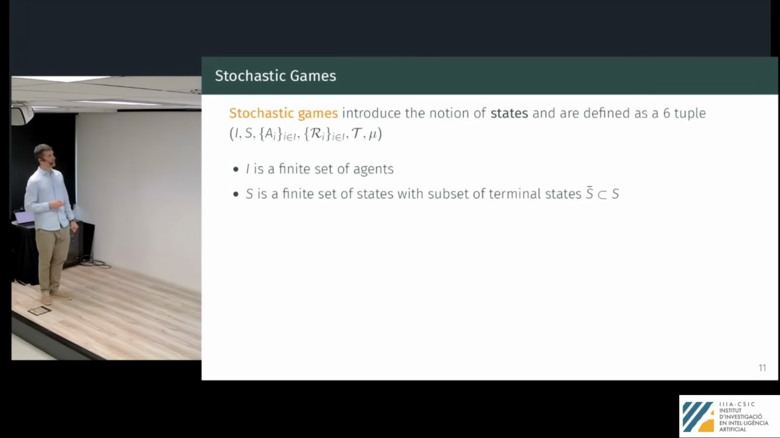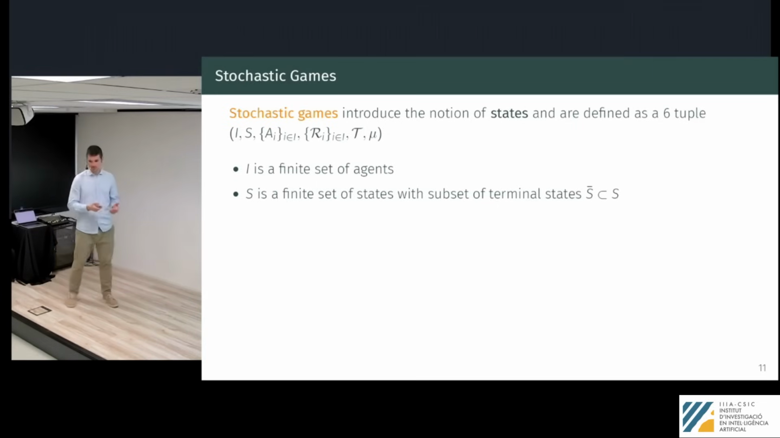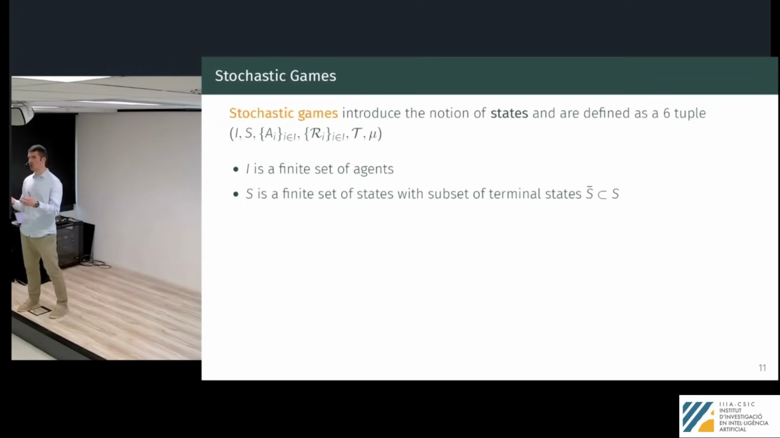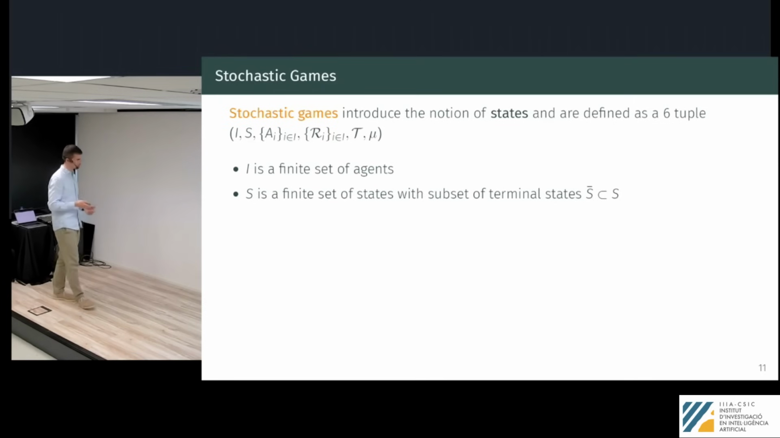Then there's a finite set of states. This looks very similar to what we saw in the MDPs. And as we saw with the MDPs as well, there's a subset of states which are the terminal states. This is when the game finishes. When we reach one of these states, then we've finished. For example, in the level-based foraging example, a terminal state would be something where all the apples are gone. Okay, then it's a terminal state.